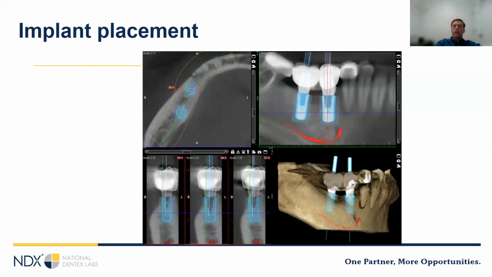If you're making a master model for a tooth-supported guide, you should use an intraoral scanner or PVS polyether. Don't use alginate, because at the end of the day with guided surgery, the fit of the guide determines the accuracy of the surgery.